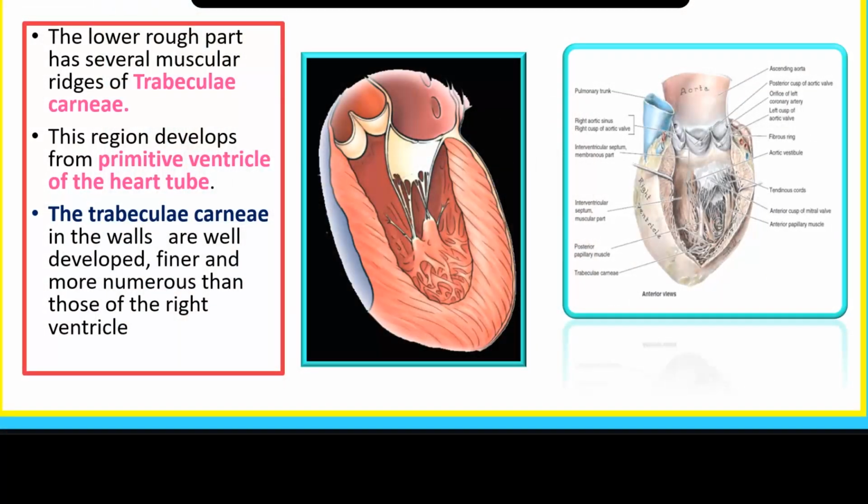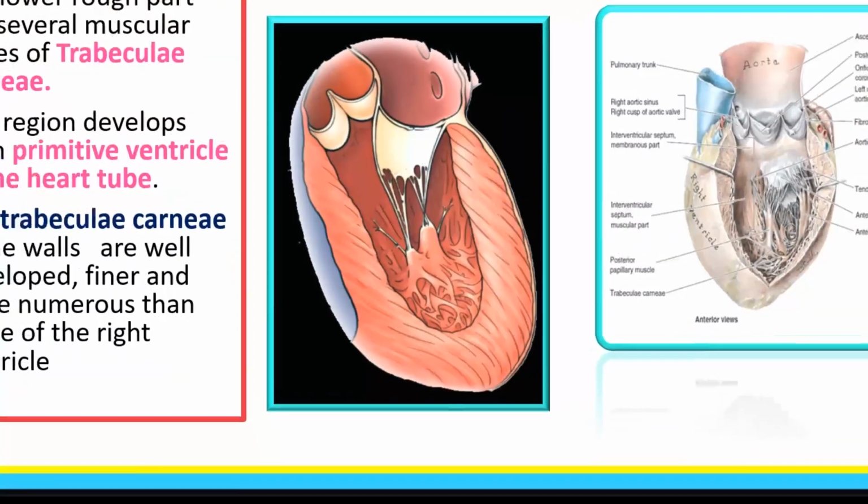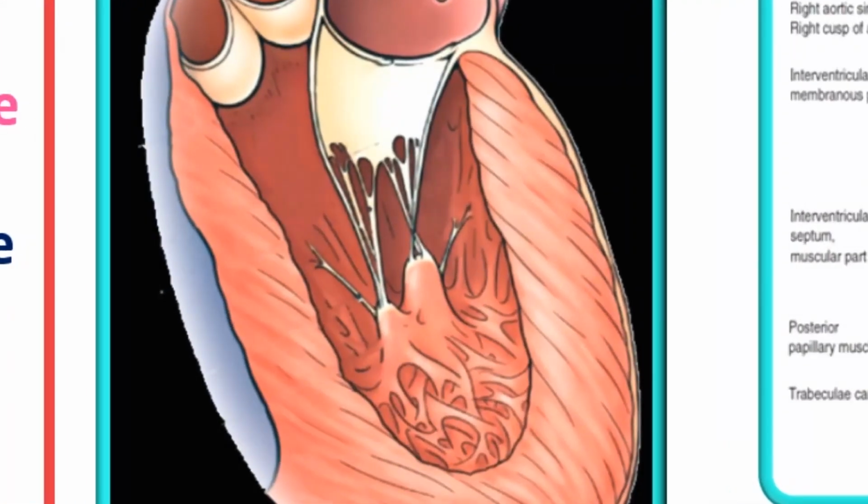Now, when we discuss the right ventricle, we notice some of the muscle ridges called the trabeculae carneae. Now, the lower part has several muscle ridges. As we can see, a lot of them here. You can see a lot of the muscle ridges here, which you already know are called the trabeculae carneae. So this lower part will develop from the primitive ventricle of the heart tube. Now, the trabeculae carneae seen in this region are well developed, they are finer, and they are more numerous than those we saw when we discussed the right ventricle.